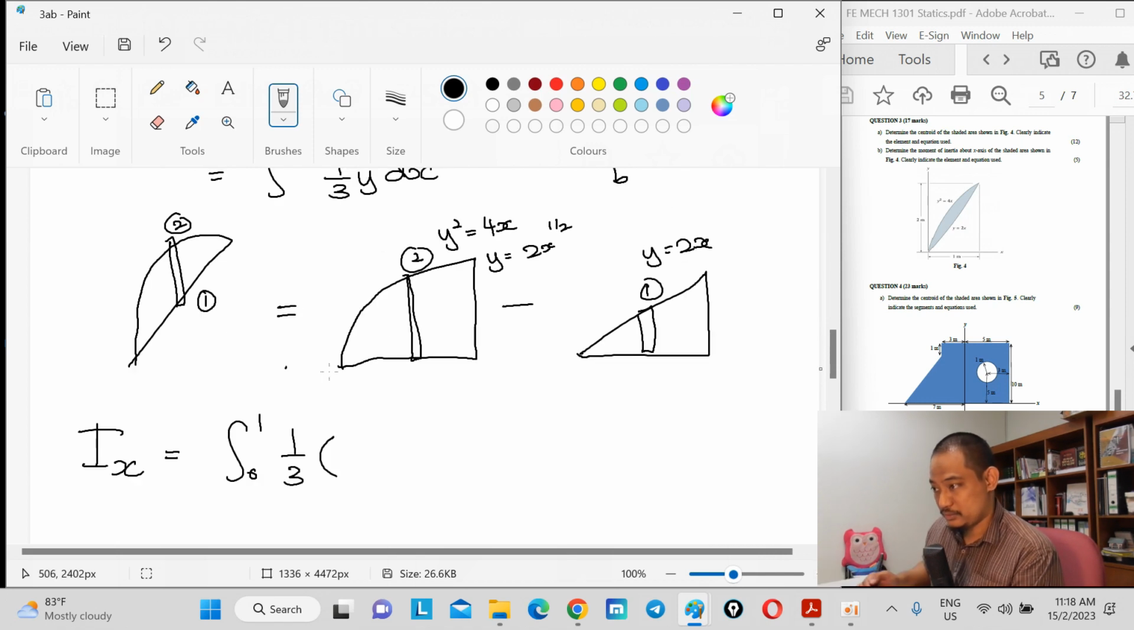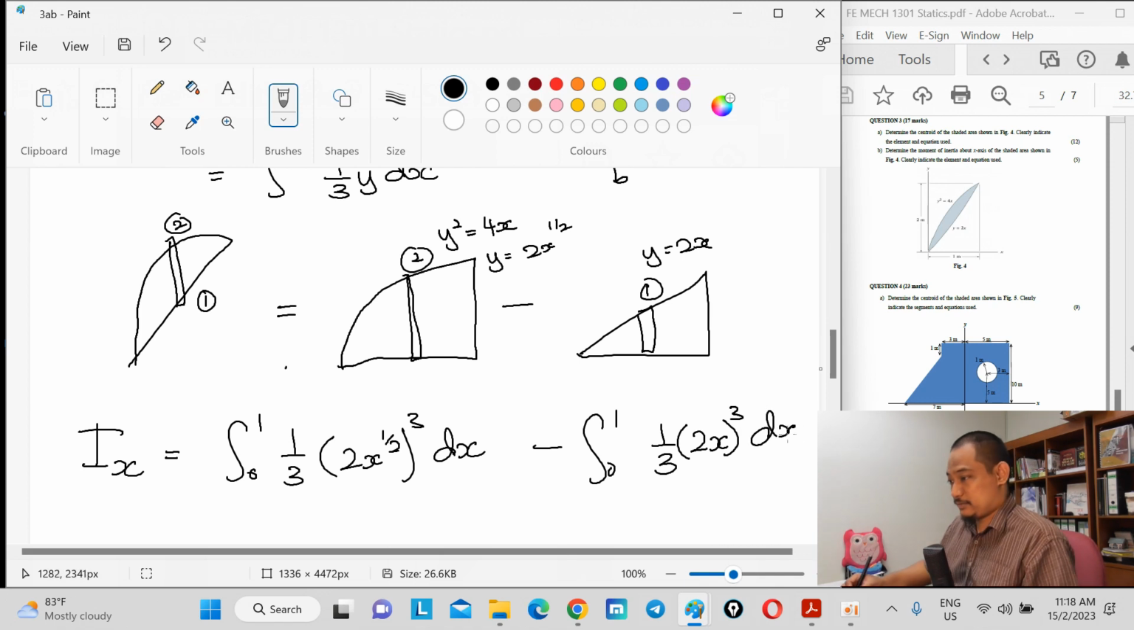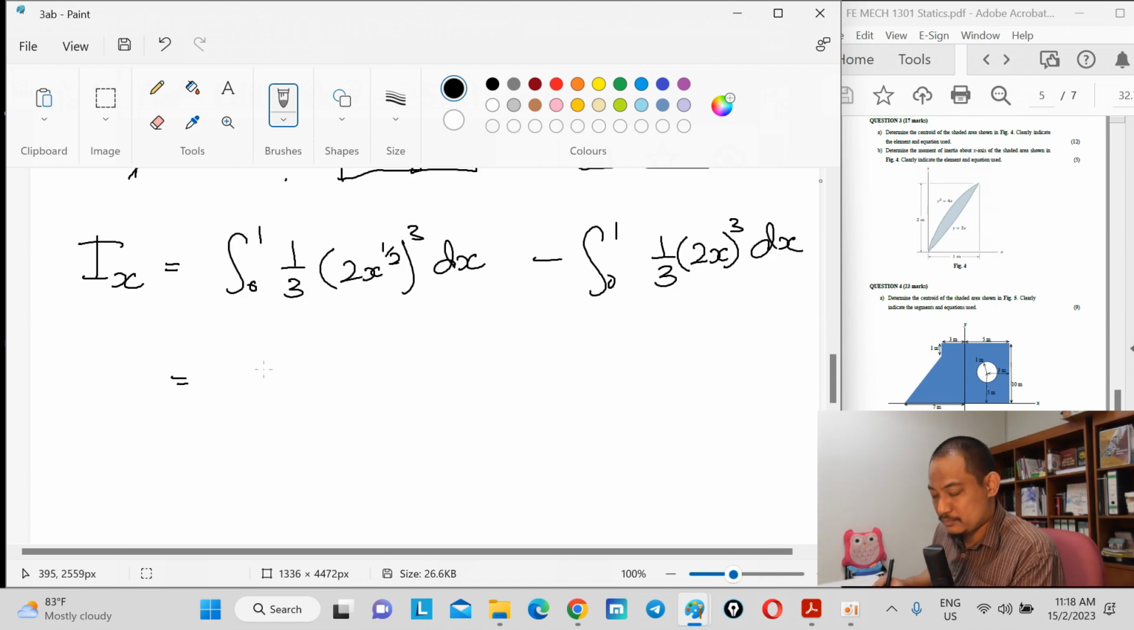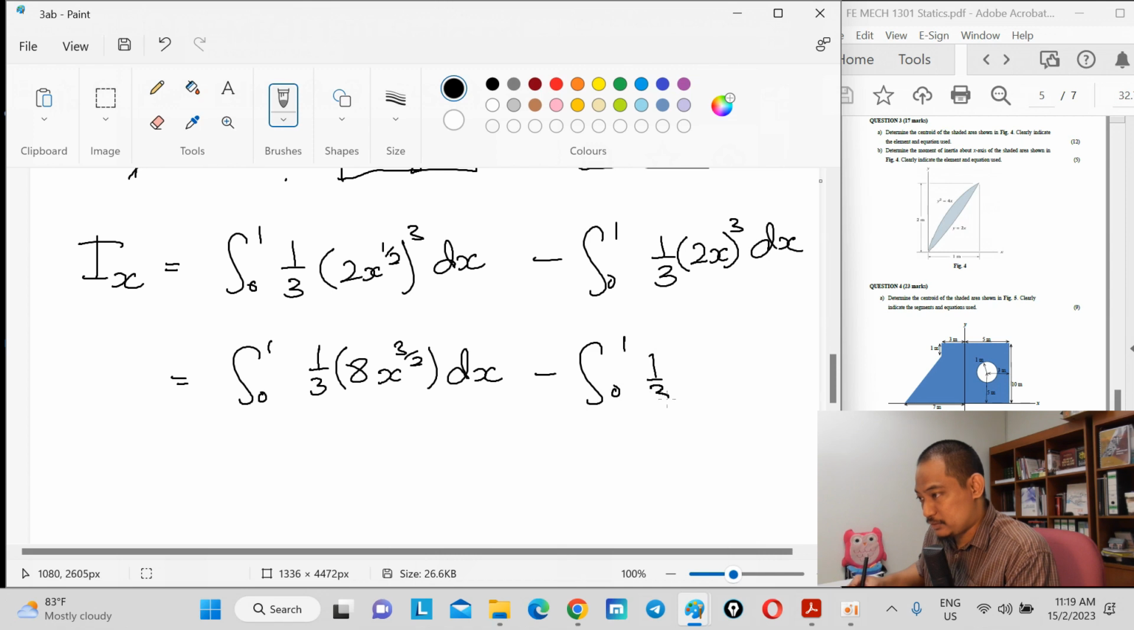So in that case, 2x to the power of half, then to the power of 3, dx, and then minus from 0 to 1, 1/3, y is 2x, 2x to the power of 3, dx, right? So if you solve this one, we have to resolve it first. So 1/3 times, 2 to the power of 3 is 8, right? 8, and then x to the 3/2, dx, minus 1/3 times 8 x cubed.